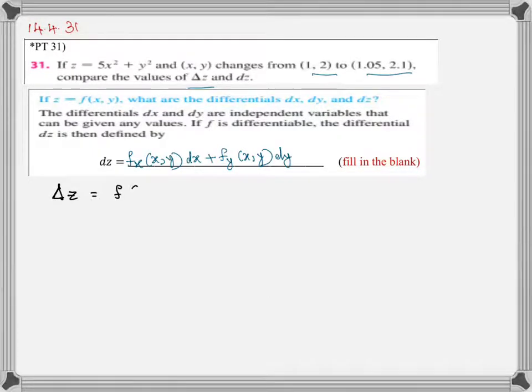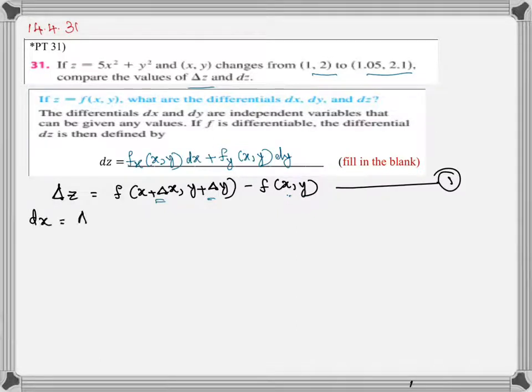Delta z is the actual difference in z, which is f of (x plus delta x, y plus delta y) minus f of (x, y). So these are the new values, something like (1.05, 2.1) in the problem, and (x, y) are the original values of x and y, which is (1, 2) in the problem. So delta z is the difference between the value of the function at the new values of x and y and the original values of x and y. That is delta z.